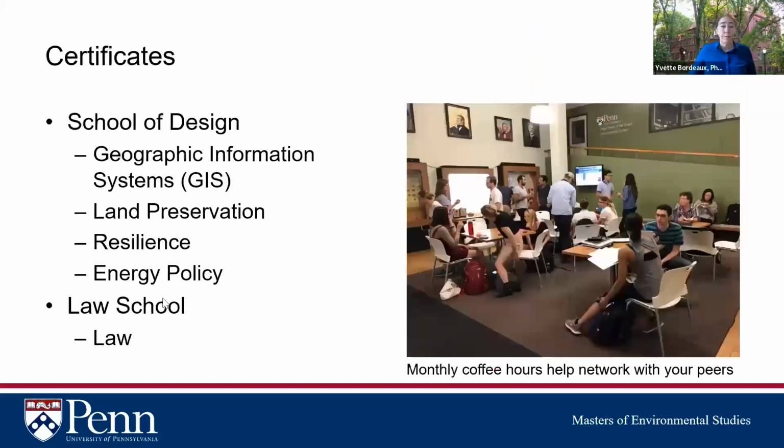Okay, now next is certificates. If you don't want to do a full dual degree, you might want to do a certificate. We have opportunities for you to do certificates in geographic information systems, which is mapping, land preservation, resilience, energy policy, and law. So these are a few of the opportunities. Here's a picture of our students at a coffee hour. We have those each month on a different day so that students can get together and network before class, and also get a lot of sugar and caffeine.